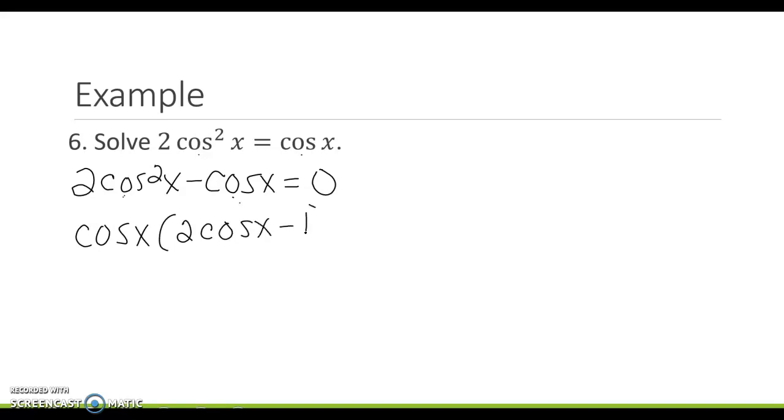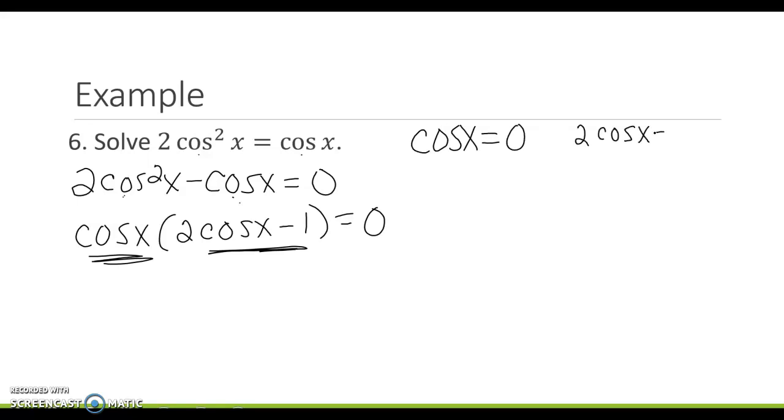leaving me with cosine x times 2 cosine x minus 1 equals 0. And like we saw with the factoring example on video part 1, now I have 2 different factors that I'm going to set equal to 0 and solve. So I have cosine of x equaling 0, which will give me some solutions, and 2 cosine x minus 1 equaling 0, which will give me some other solutions. So on the unit circle, cosine of x is equal to 0 at pi over 2.